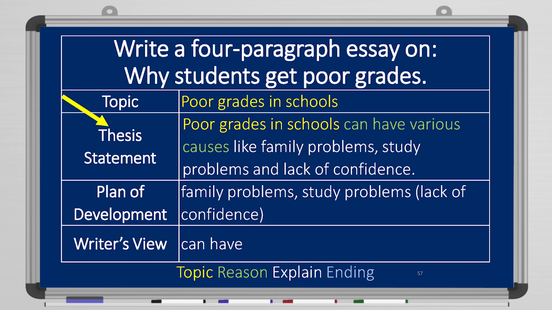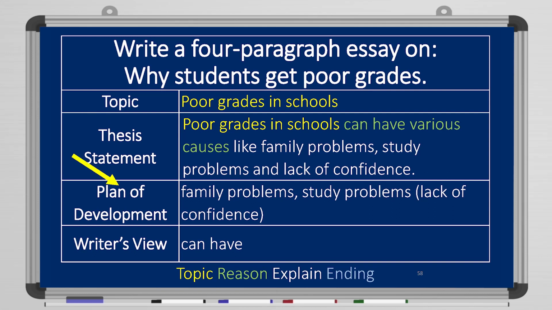Poor grades in school can have various causes. Various causes is the reason. So poor grades in school is our topic. Various causes is our reason. The explanation is the examples, like family problems, study problems, and lack of concentration, of confidence. These are 3 examples. What's your plan of development?